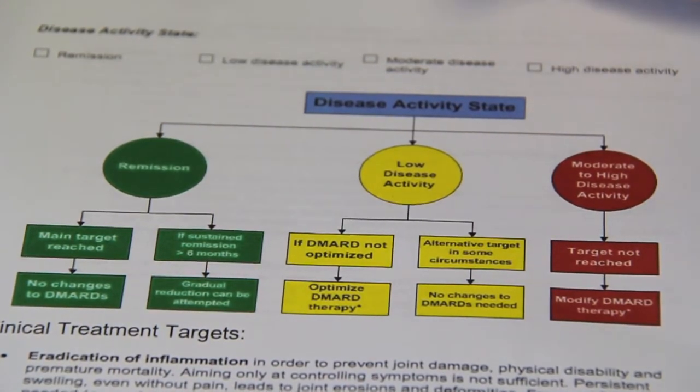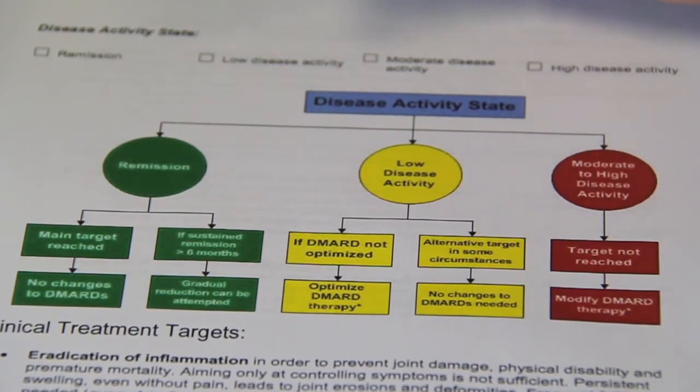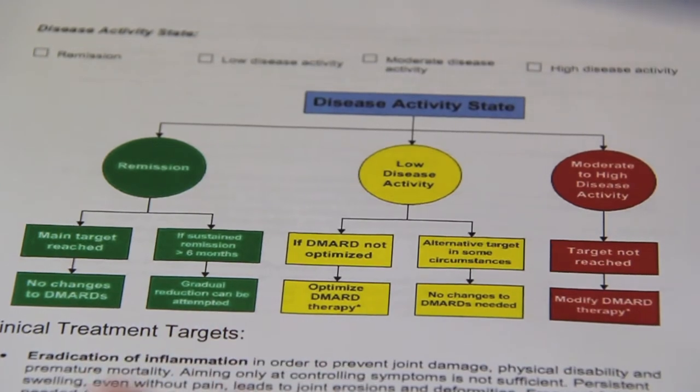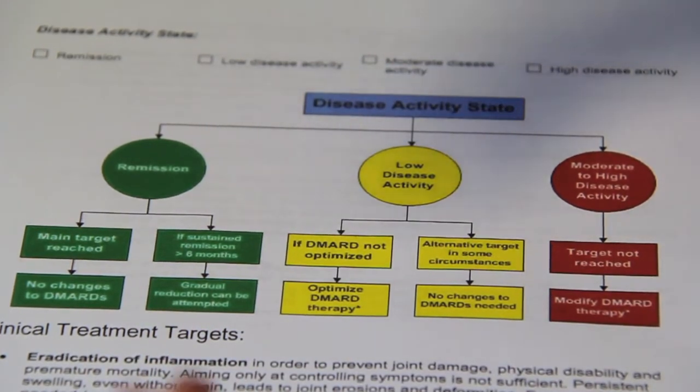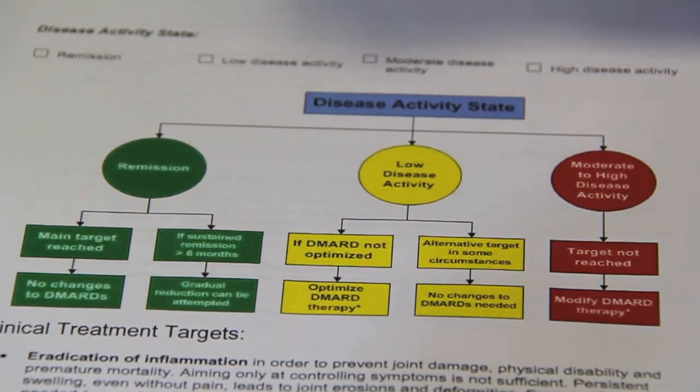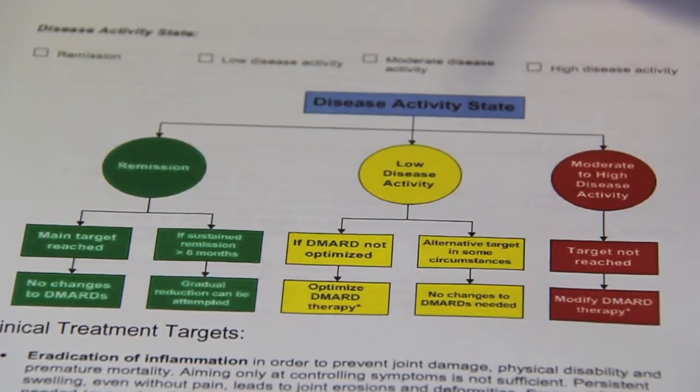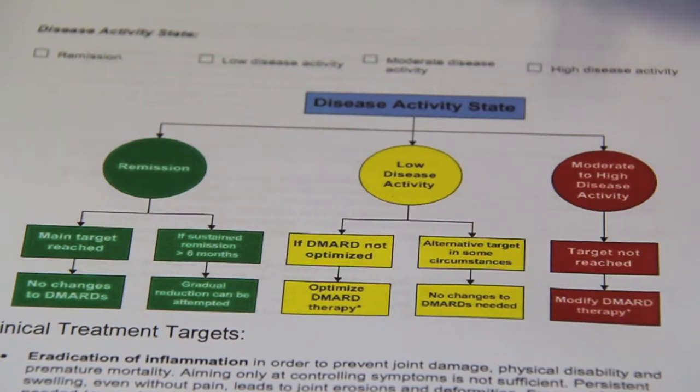Now, if someone has been in a sustained remission for at least 6 months, we can attempt to try to reduce the DMARDs and try to find if we can maintain a remission on a lesser amount of medications. But it's very important to only do this if it's been a sustained remission and to do that very gradually.